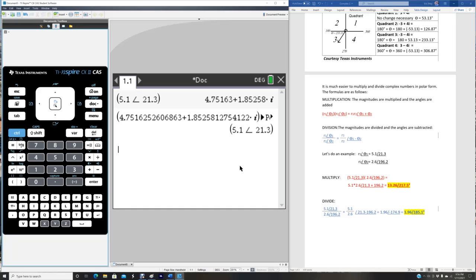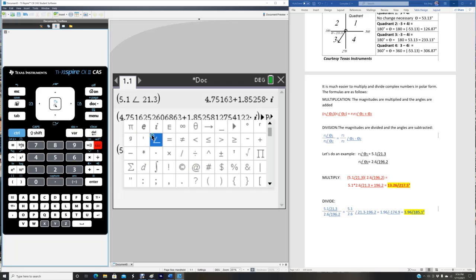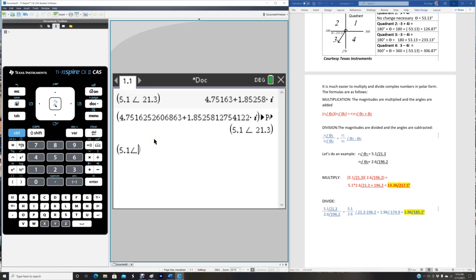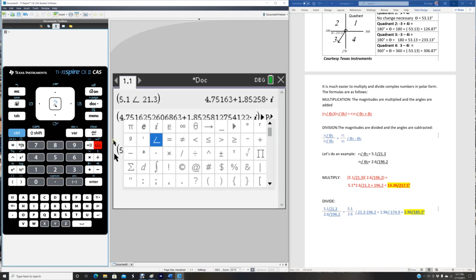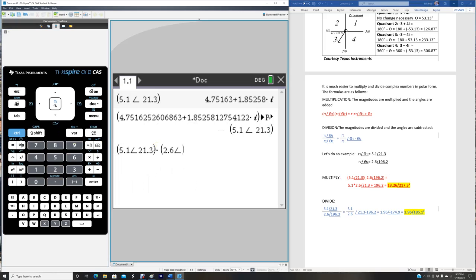So if we enter with parentheses 5.1 and then control book to get the divider in there, and 21.3, and that would be times 2.6, 196.2, right parenthesis, enter, and there you see it gives the answer in rectangular coordinates.